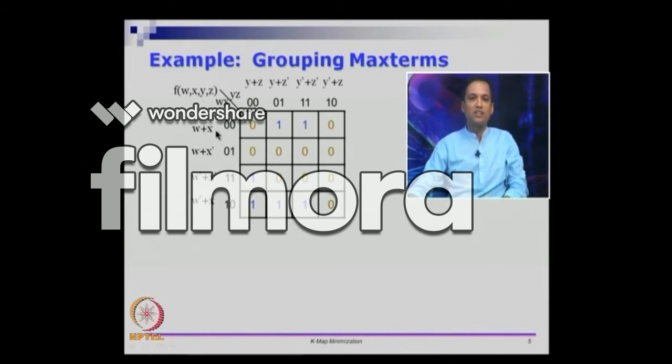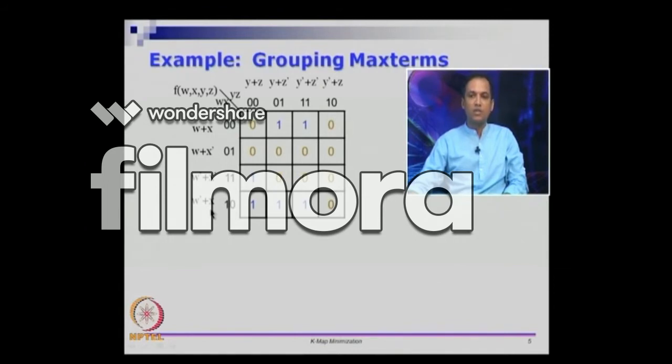but the interpretation of the rows is now going to be different. So 0 0 corresponds to the sum term w plus x, 0 1 here corresponds to the sum term w plus x bar, this corresponds to w bar plus x bar, and this corresponds to w bar plus x. So remember, this is the logical complement of what we had earlier. If you want to interpret it in the product form, you would have written it as w bar x bar, but if you want to interpret it in the sum form, it is w plus x. So this would have been w bar and x bar, now you interpret it as w plus x. Similarly, this column would have been y and z if you interpret it in the product form, but in the sum form it is y bar plus z bar.